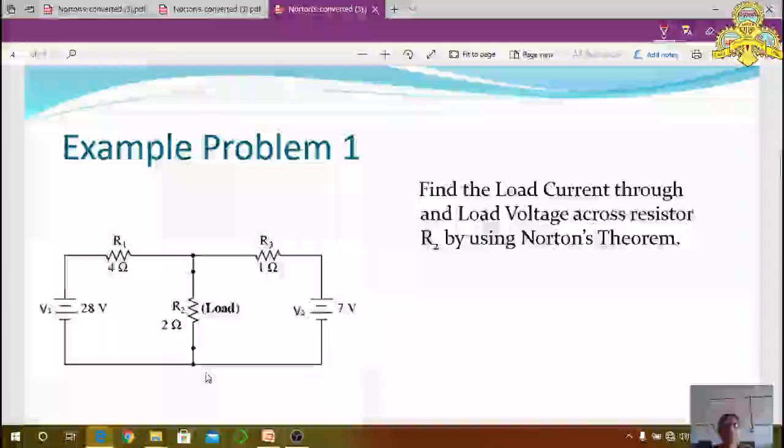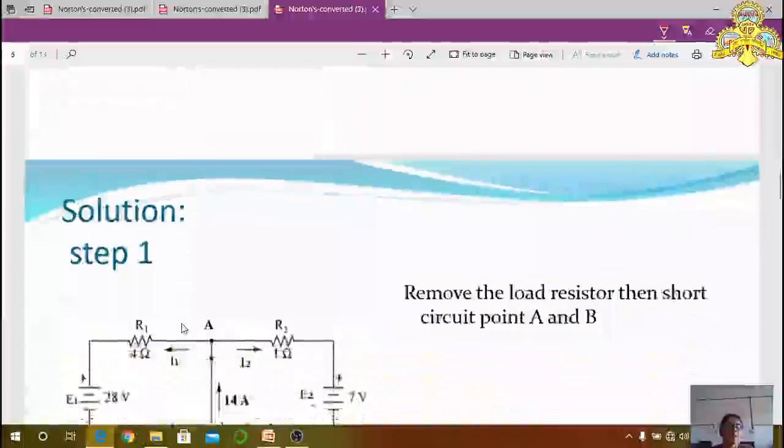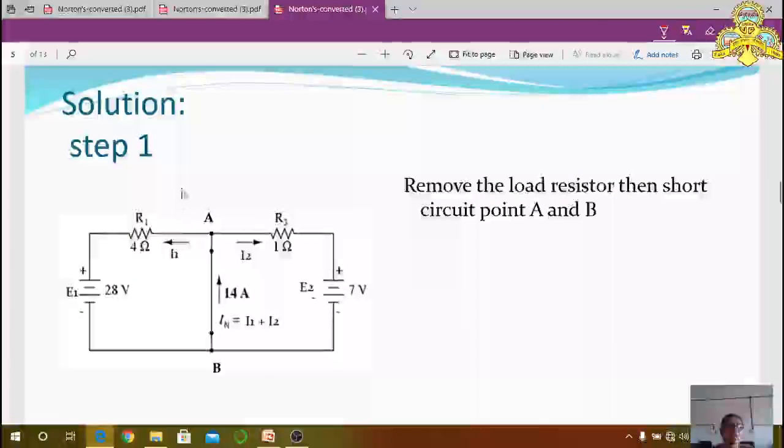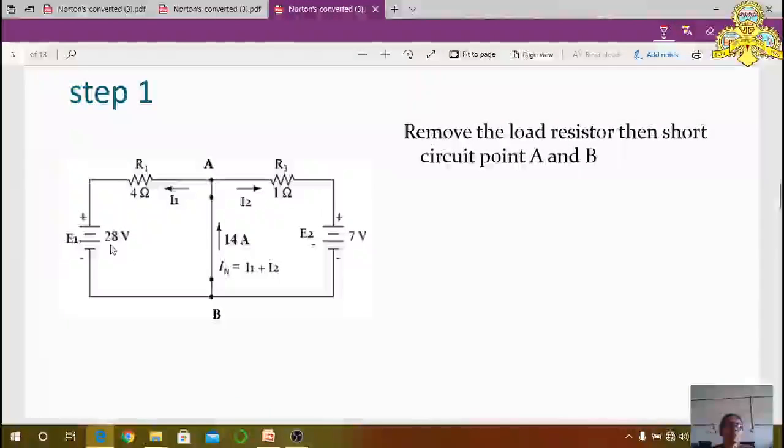Now we consider a simple problem. It is a given circuit. Here find the load current through and load voltage across resistor R2. R2 means this resistor. Across this resistor, you find the current flowing through and voltage across it by using Norton's theorem. Solution: here you consider 4 ohms, 1 ohm, and one resistor here. You remove that resistor. This resistor is 2 ohms. These resistors are connected with the 28 volt and 7 volt power supplies.